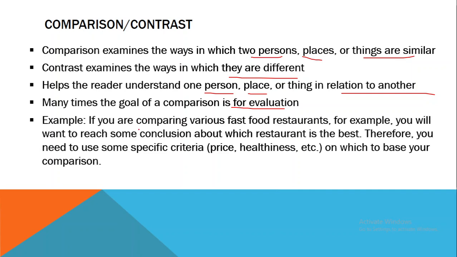And there is an example. If you're comparing various fast food restaurants, for example, you will want to reach some conclusion about which restaurant is the best. Therefore, you need to use some specific criteria, like you are comparing them on the basis of price, healthiness, etc., on which you have to base your comparison and conclusion.